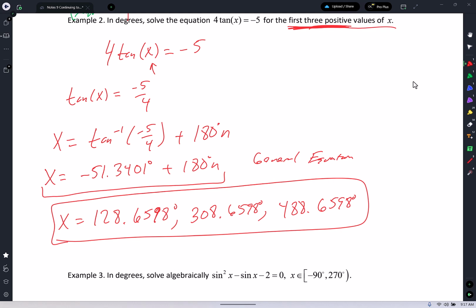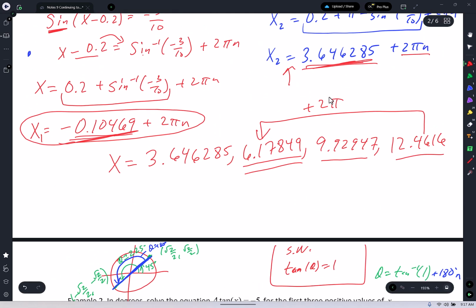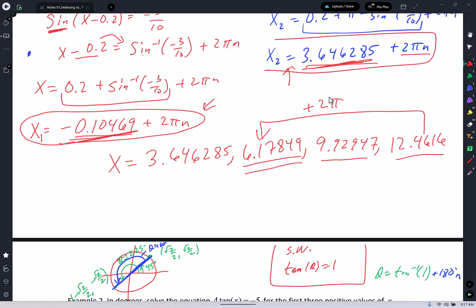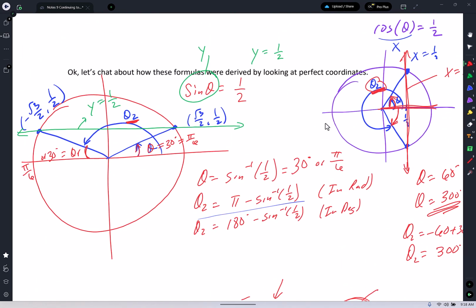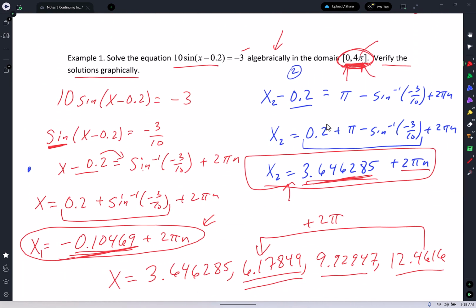General equations apply for all of them. On this one, my general equation was that you have two of them. See, you have this one here and this one here. Those are my general equations. Okay, that was only the second one. Don't worry, I got you.